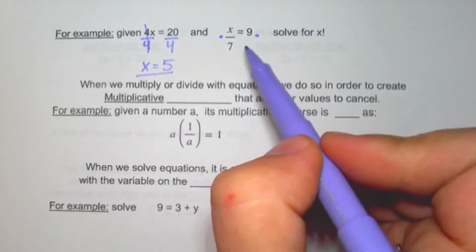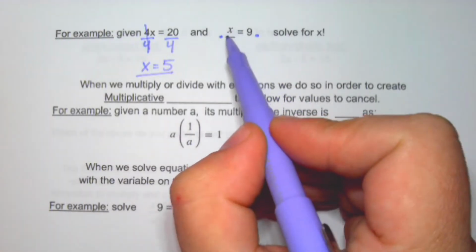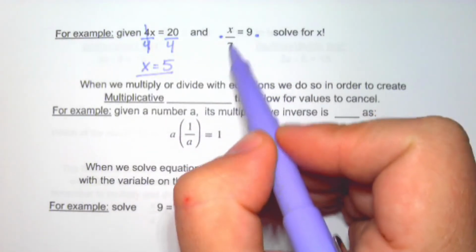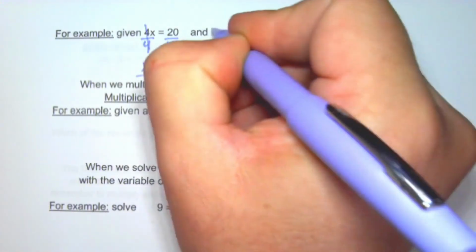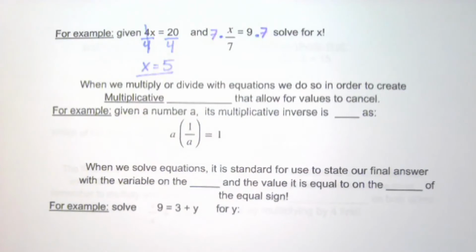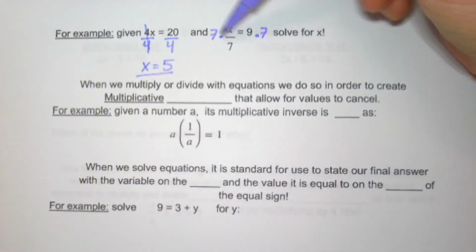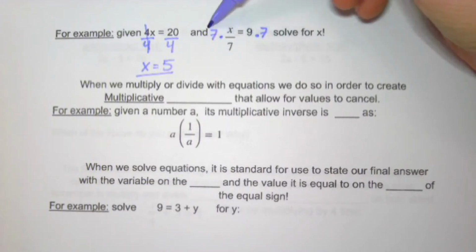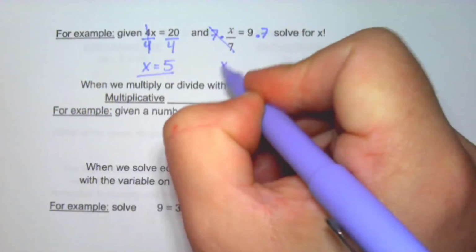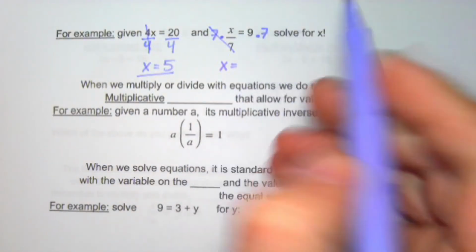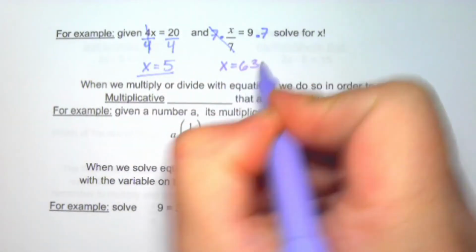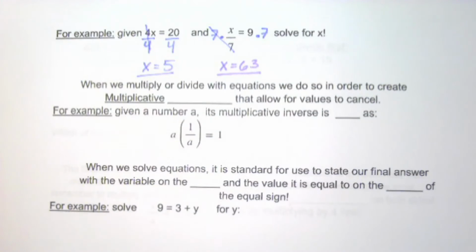Equally, for the second part of the example, if I'm seeing division of my variable by a number, that number being 7, I want to multiply by that number on both sides. Here again, we'll get canceling happening on the left. That 7 over 7 cancels out, leaving just the x. And then on the right, we have 9 times 7. That's easy enough. That just gives us 63.